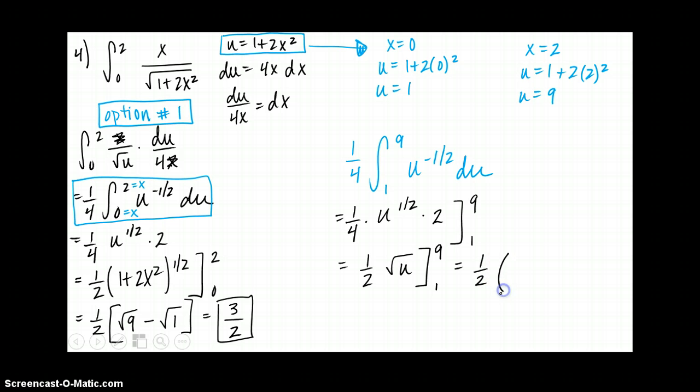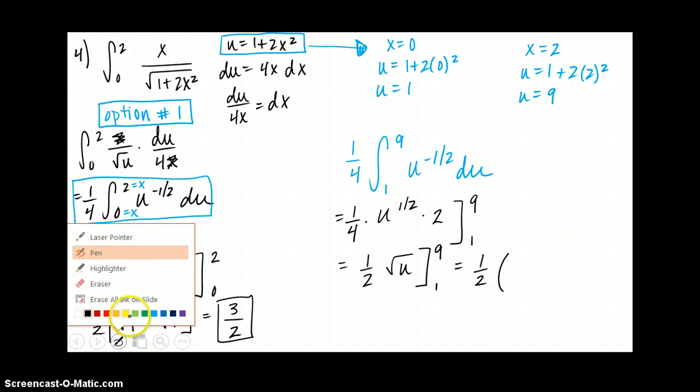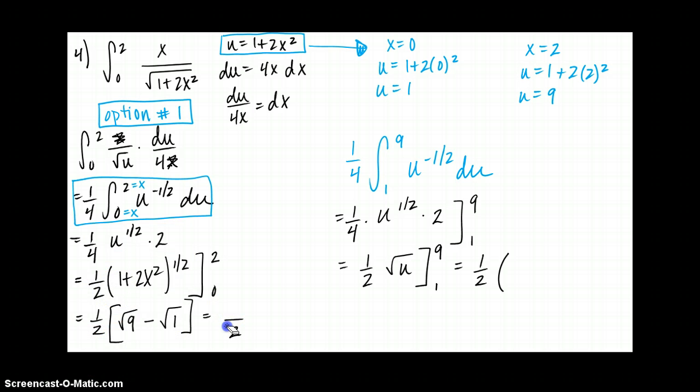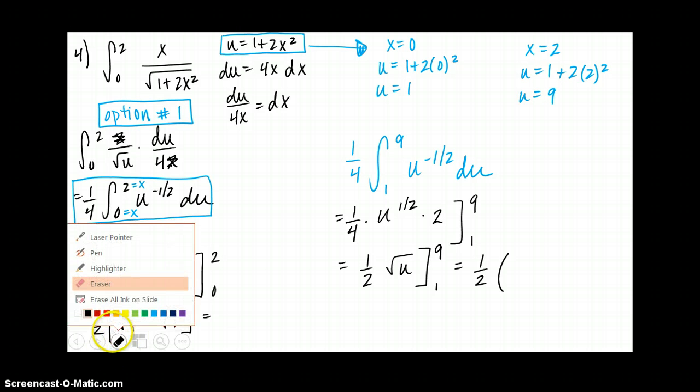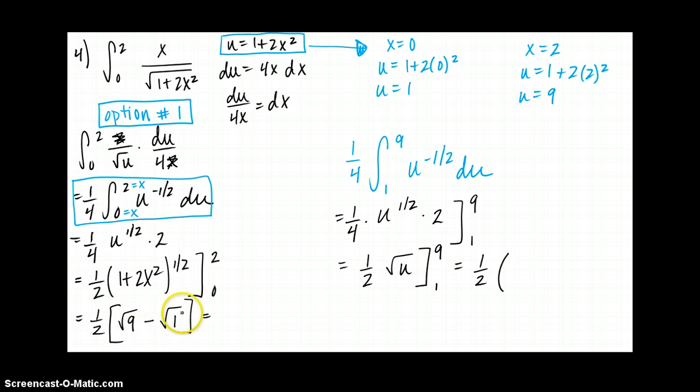So 1/2, oh, I'm just seeing my mistake, 3 minus 1 here, because it wouldn't be the same answer. For those of you that saw it, 3 minus 1 would give me 2 over 2. So my answer would be 1. When I plug in 9 here, I get the square root of 9 again, times the square root of 1. 3 minus 1 is 2. So I get the same answer.